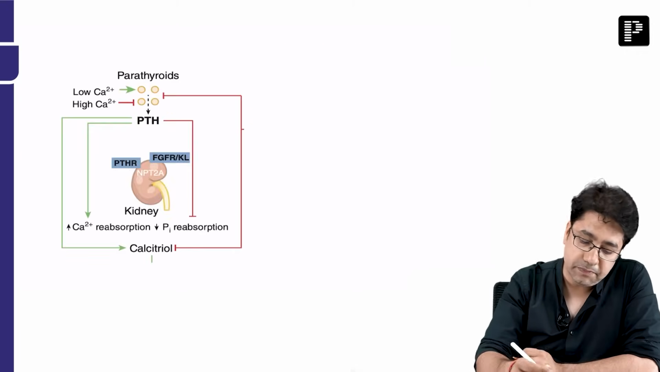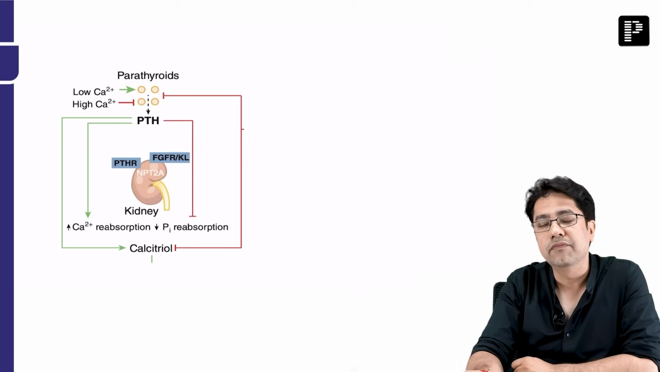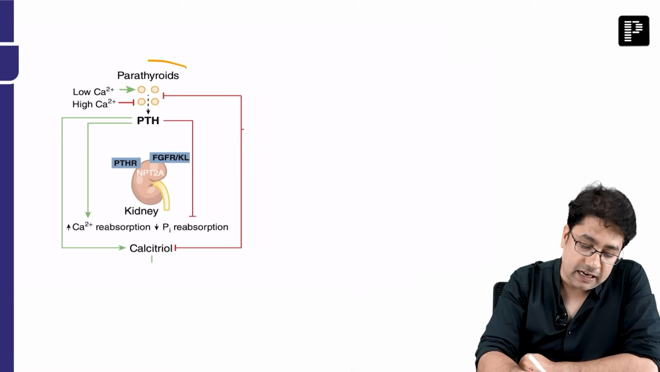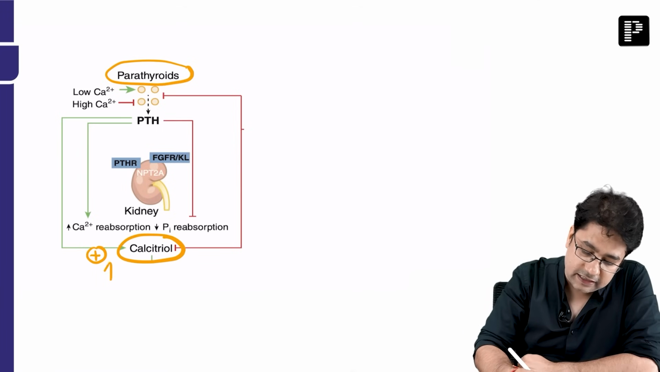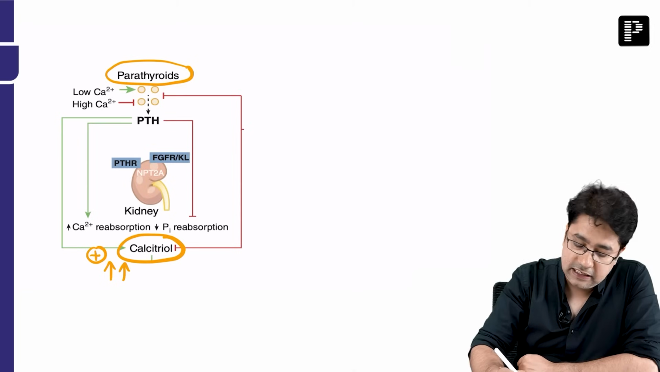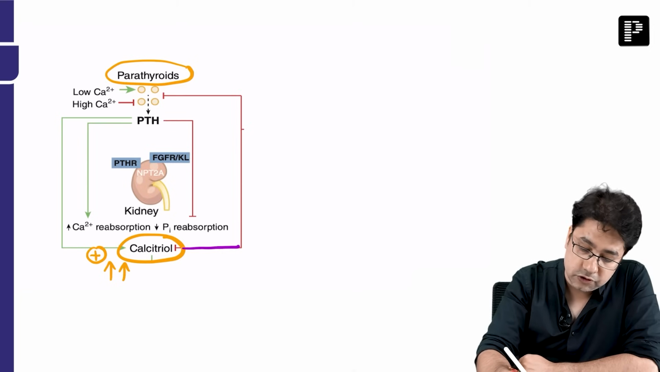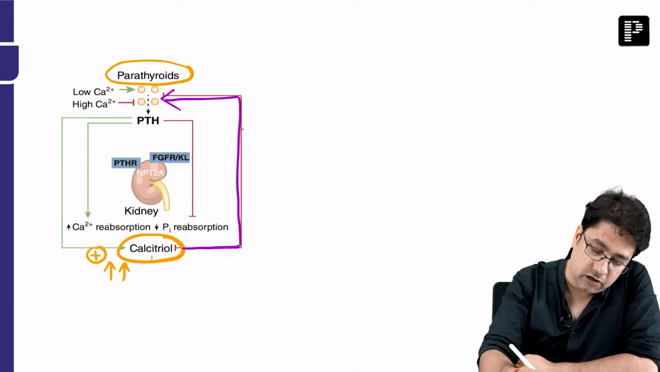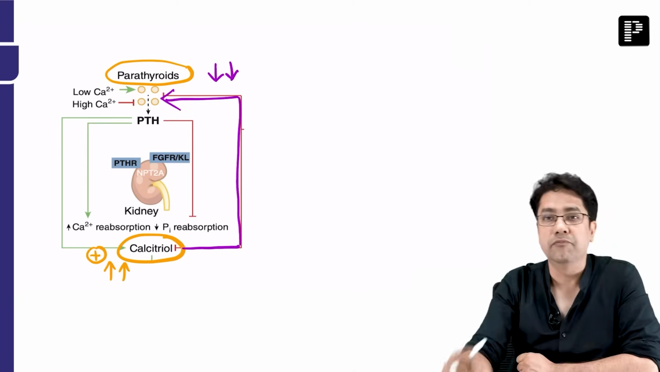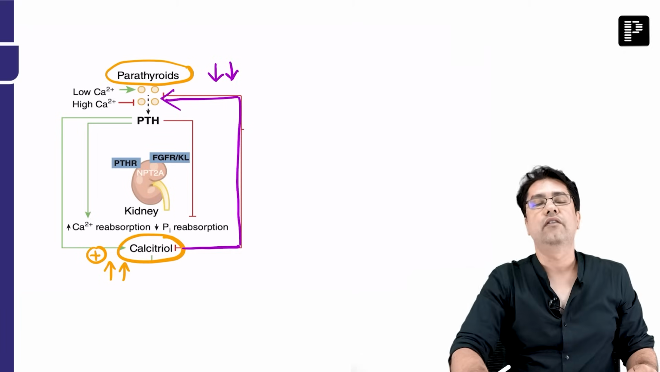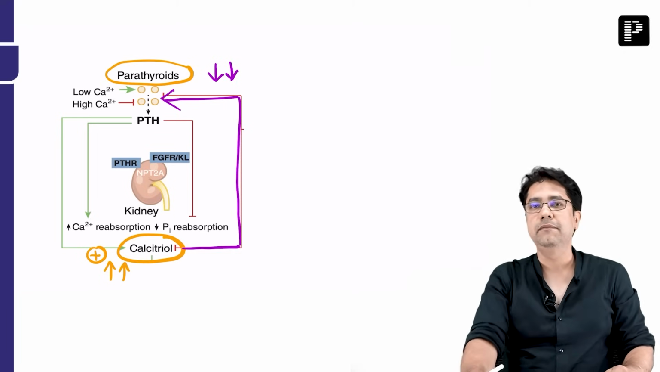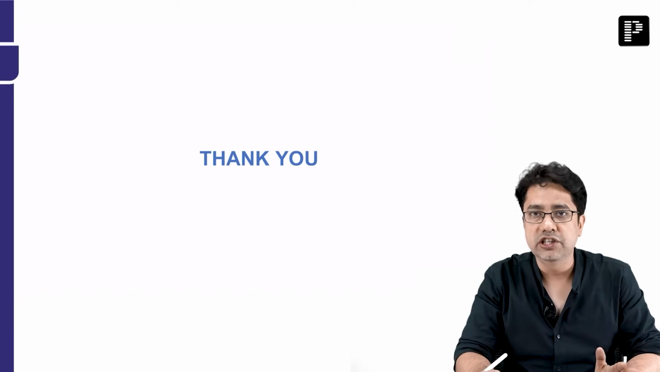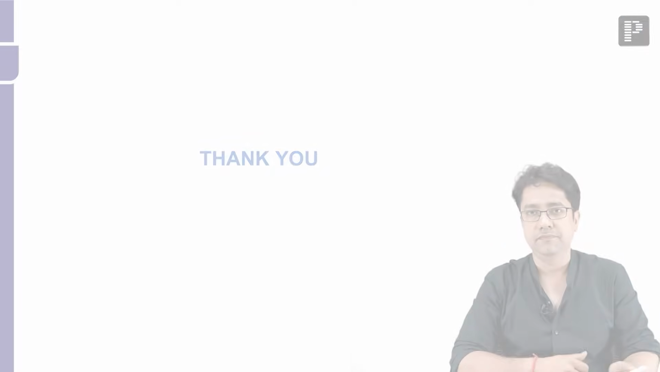So this is a picture which has been taken from Goodman and Gilman. So parathyroids, when released, they increase the production of, green means increase the production of calcitriol. But when calcitriol or vitamin D is produced, it decreases the production of parathyroid hormone. So this is all about the recall of INI-CET May 2024 examination, and best wishes and thank you very much.